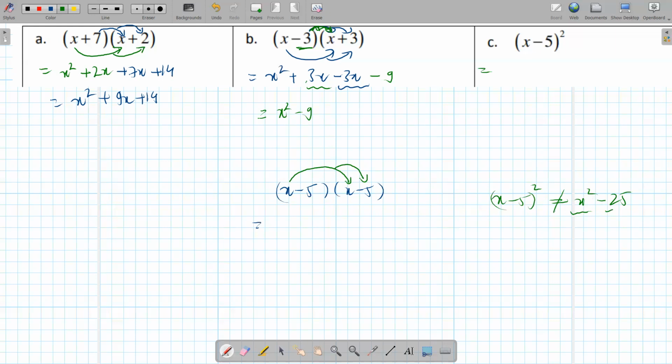These are going to be parts of it, but there's a missing term in the middle. If you do it the long way, x times x is x squared. Then x times minus 5 is minus 5x. And then you have minus 5 times x. What is that?